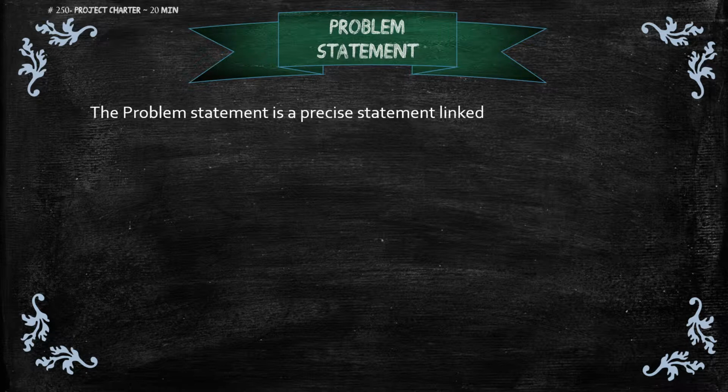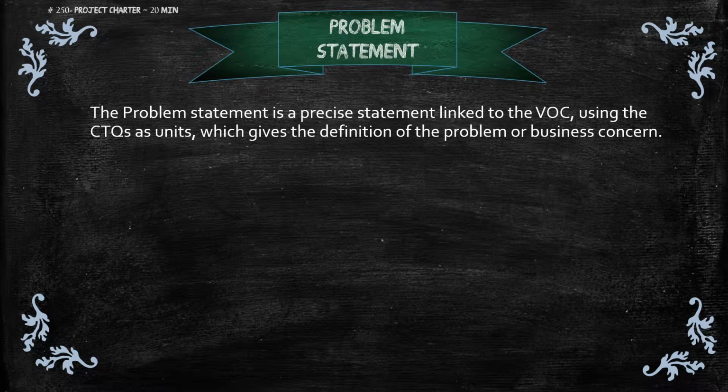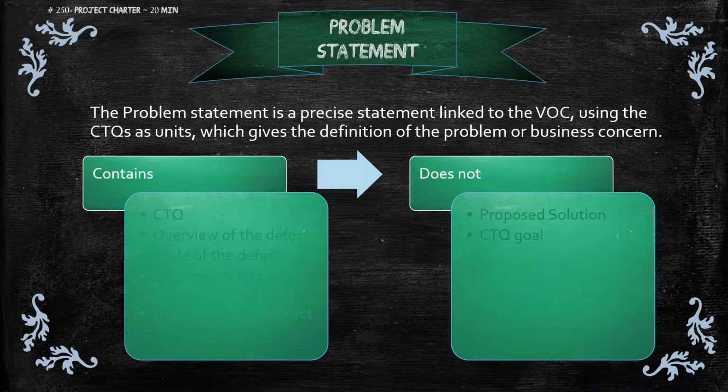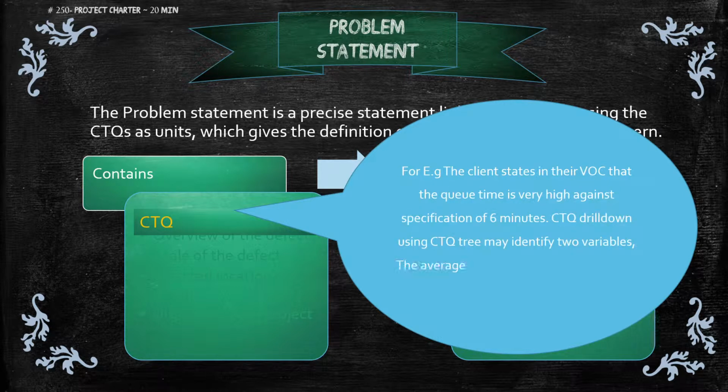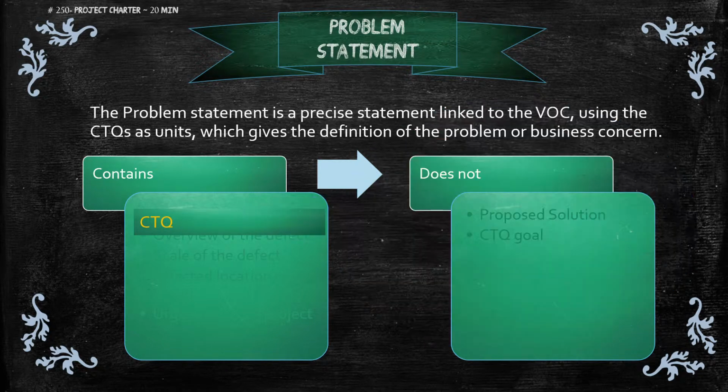The problem statement is a precise statement linked to the VOC, using the CTQs as units, which gives the definition of the problem or business concern. The problem statement is precise and there are pointers of what it should and should not have. It should have CTQs, for example, the client states in their VOC that the queue time is very high against specification of 6 minutes. CTQ drill down using CTQ tree may identify 2 variables, the average queue time, or the proportion of intervals in a day above 6 minutes.